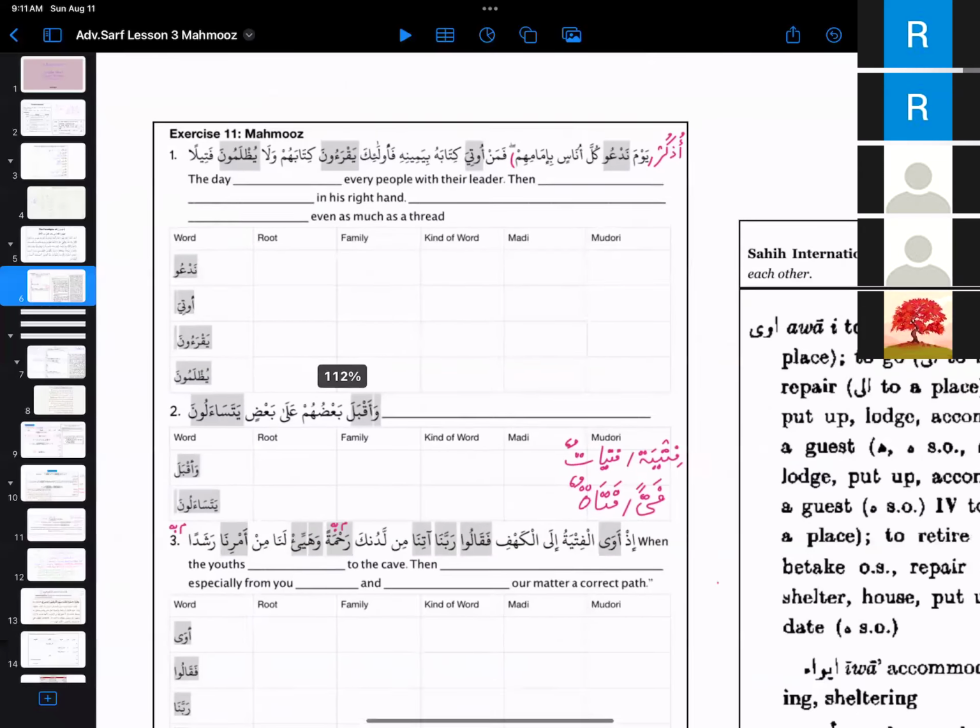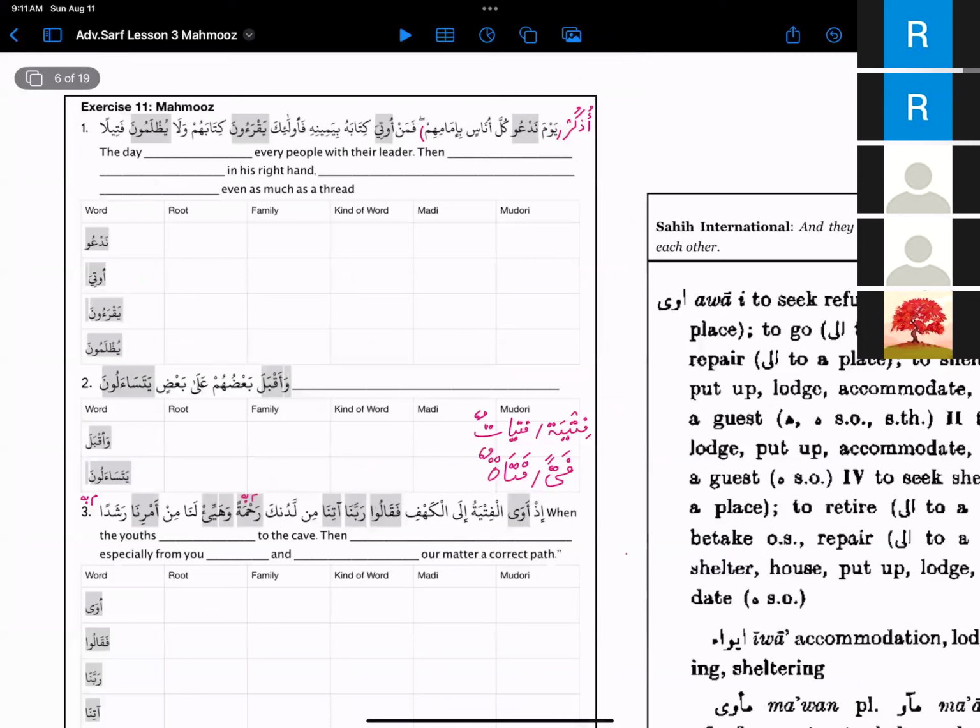So we have over here an ayah from the Quran. It says, Yawma nad'u kullu unasim bi imamihim. What is the translation? Yawma, the day. Nad'u. What is nad'u? What kind of verb? Mudare. This is fi'l mudari, but I'm asking what kind of verb is it? Naqis. How is it naqis? What are the root letters?